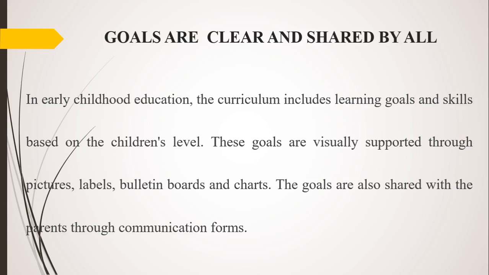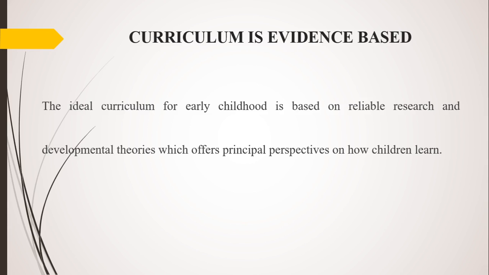Goals are clear and shared by all. In early childhood education, the curriculum includes learning goals and skills based on the children's level. These goals are visually supported through pictures, labels, bulletin boards, and charts. The goals are also shared with the parents through communication forms.